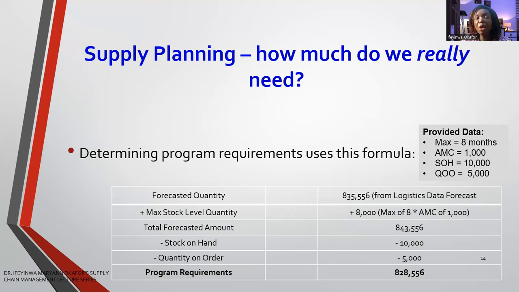Remember, the steps involve data that you must get, that must be provided for you, or you get them from the logistic management information system records. We have your maximum stock level, the average monthly consumption, stock on hand, and quantity on order. So you add your maximum stock level quantity to your forecasted quantity, and then you subtract stock on hand, and then you subtract quantity on order. You now arrive at program requirement, the amount you need to procure for the program, okay?